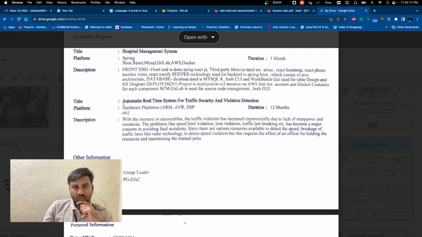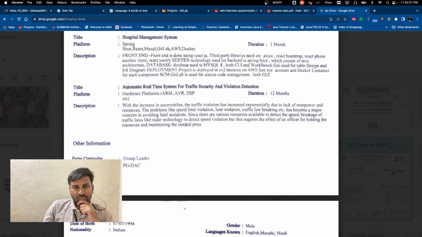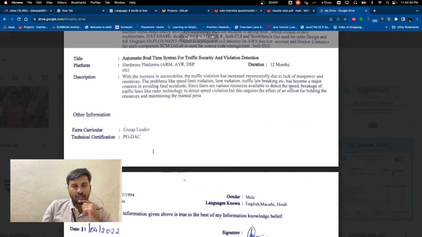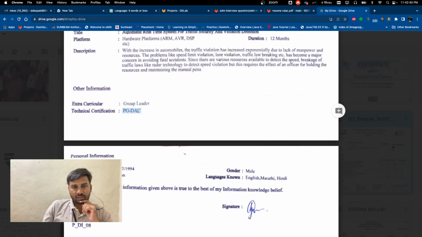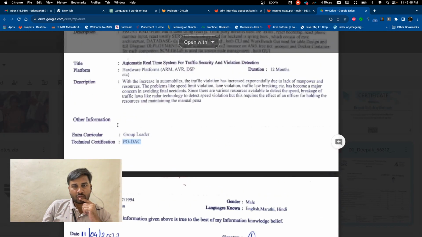And then this is the college project. So I was not much aware about this. The information which was within my range, I had added those. Moreover, I was the group leader for D2 batch in Sunbeam. So I had mentioned that. Technical certification is PGDAC, personal information and all. So please don't go on that.